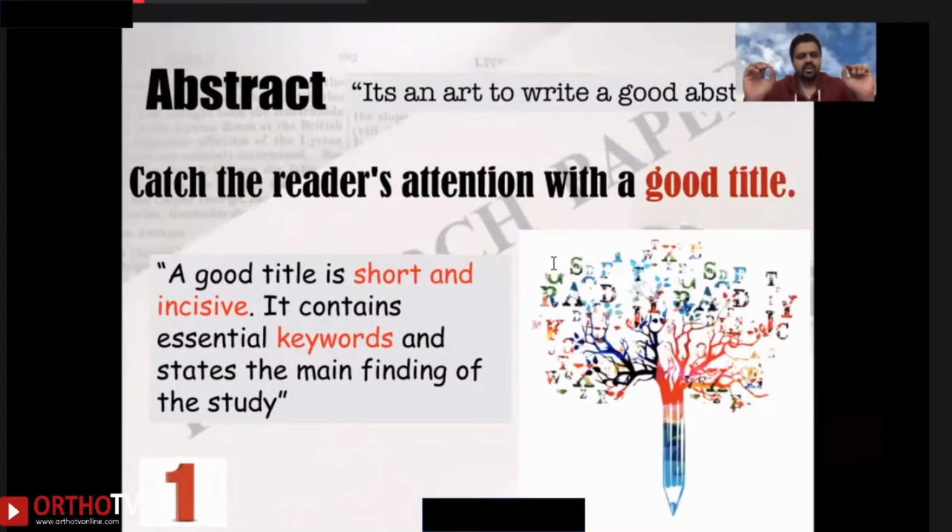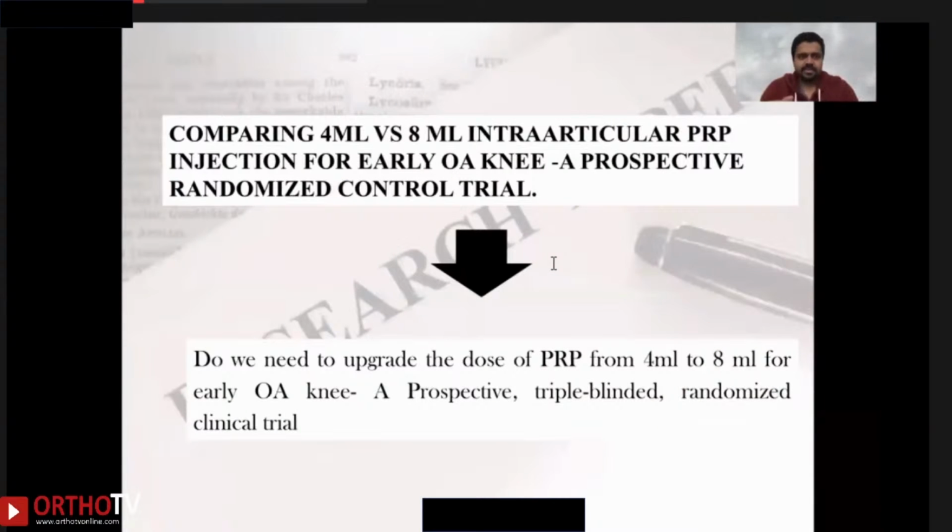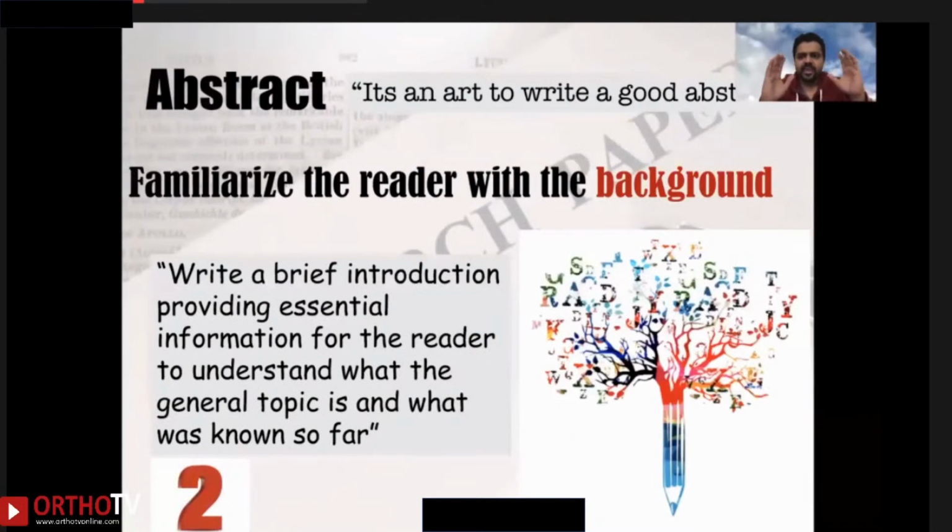So the last part is to give a good title. It should be short and incisive with all the necessary keywords. For an example, you read these two titles, it's the same study, but see how we can change it. Comparing 4 ml versus 8 ml intraarticular PRP injection for early ONFH, a prospective randomized controlled trial. But how about this? Do we need to upgrade the dose of PRP from 4 ml to 8 ml for early ONFH, a prospective triple blind study? So this is exactly how you have to take time and be creative in the abstract and title.